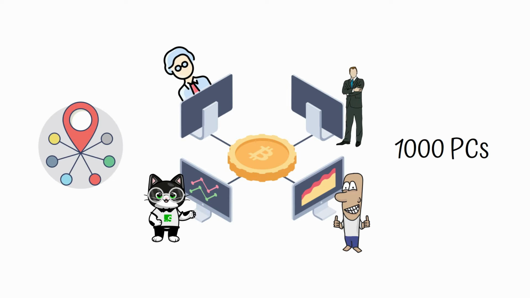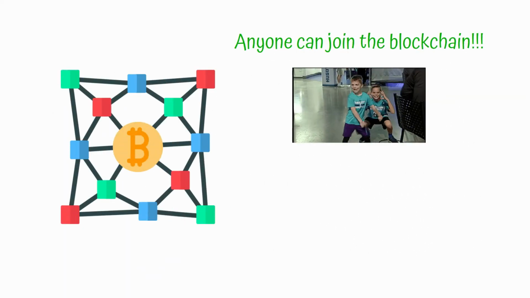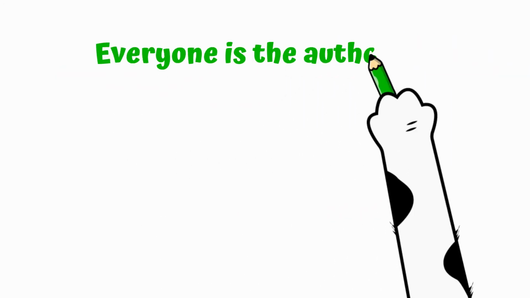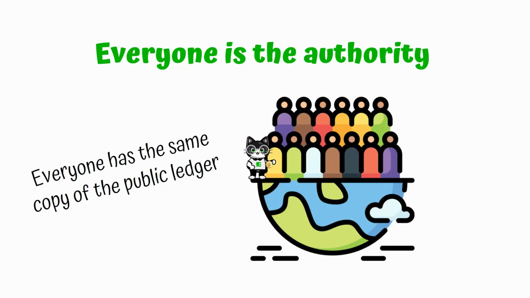The blockchain was created to be managed by many people, that is, anyone can be part of a blockchain if they have equipment with enough power. This means that no one is the authority. The authority is all the nodes or computers on the network, and no one can deceive the network, since they all have the same copy of the ledger.